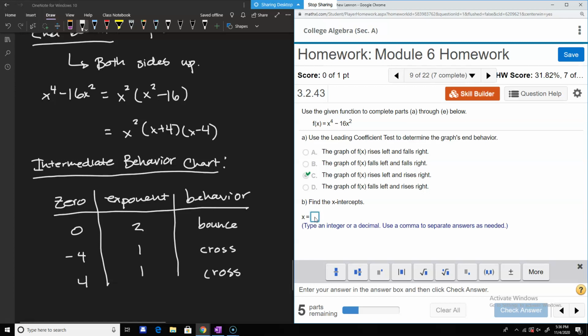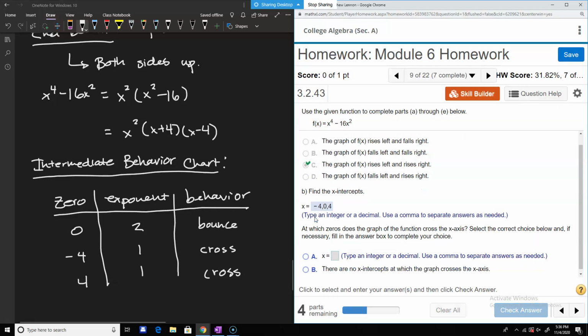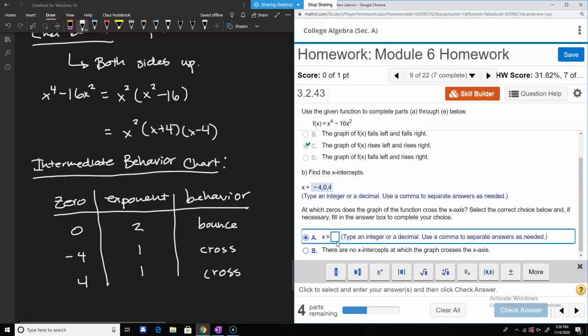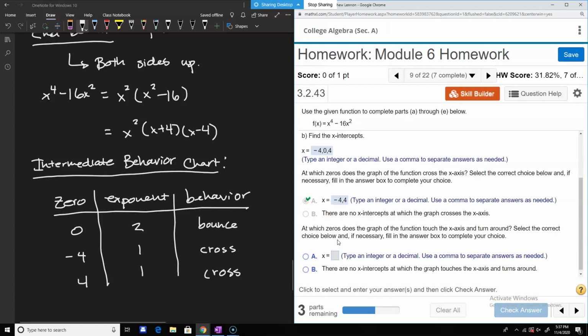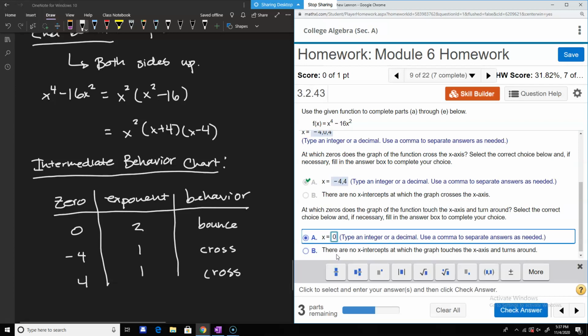grasp the bigger picture. Okay, so the x-intercepts: minus 4, 0, and 4. And at which zeros does it cross? At minus 4 and positive 4. And where does it bounce? It bounces at 0.